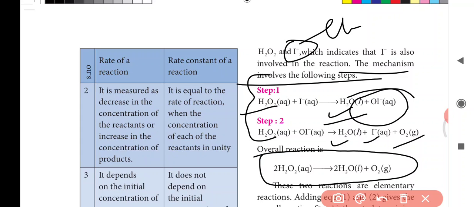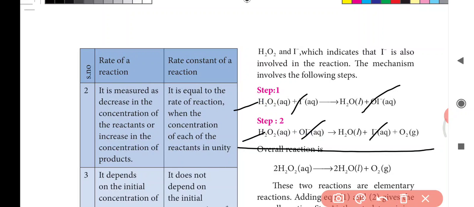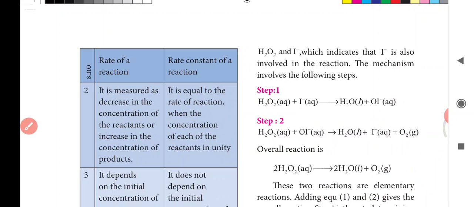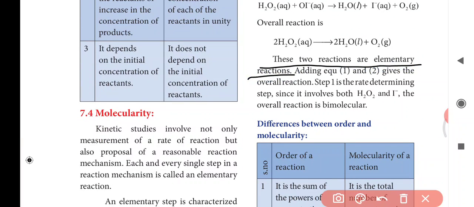If you add these two reactions, the I minus and the OI minus will be cancelled. We have 2 H2O2 on the reactant side, and we get 2 H2O and one O2 gas. This is called the overall reaction, obtained by adding the step 1 and step 2 reactions. These two reactions are elementary reactions.